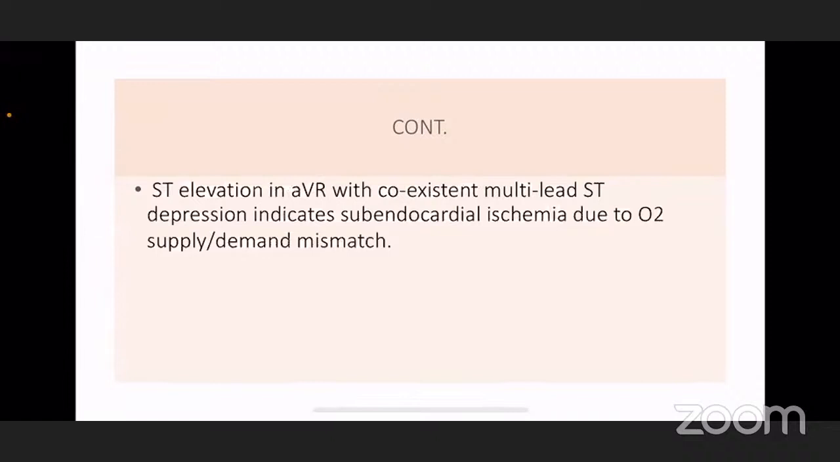Okay, you can order CBC, troponin, ischemic markers, cardiac markers, yes. Okay, and where will you take the patient? You'll take the patient right away to the cath lab.